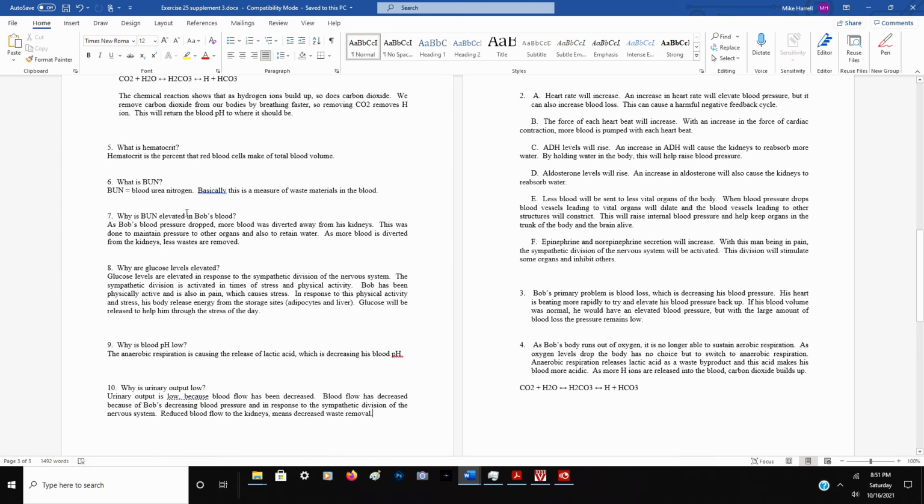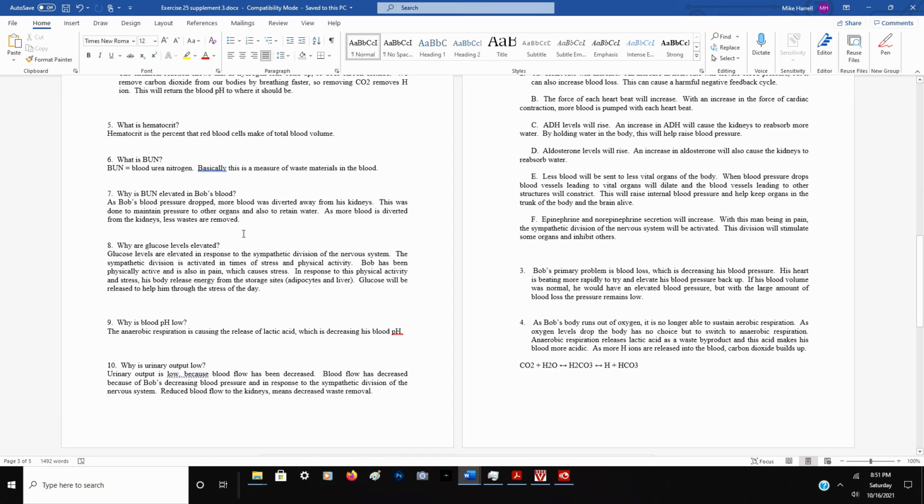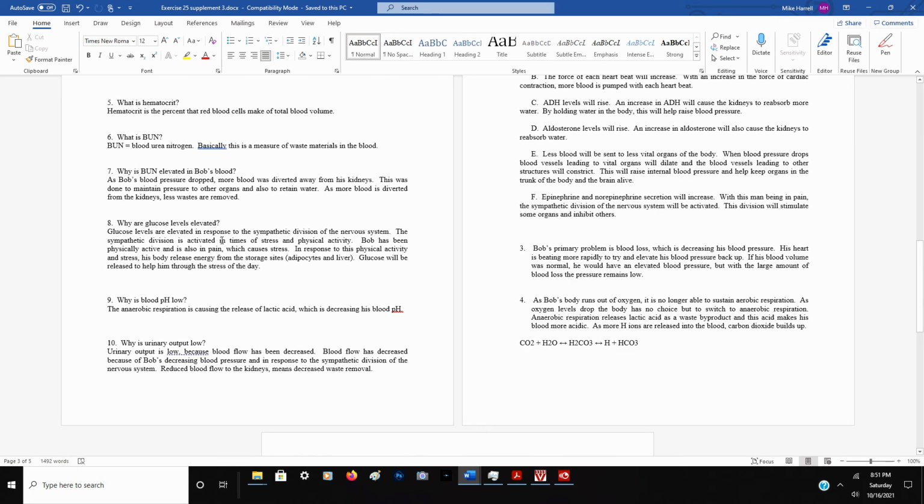Number 7, why is BUN elevated in Bob's blood? Well, think about this. His blood pressure's dropping. When your blood pressure drops, what are you going to tell your kidneys to do? Hold water. So as he decreases his urine output, he decreases waste removal. And that's why the quantity of waste in his body is elevated. The body doesn't like doing this, but if blood pressure's dropping, you've got to hold that water whether you like it or not.